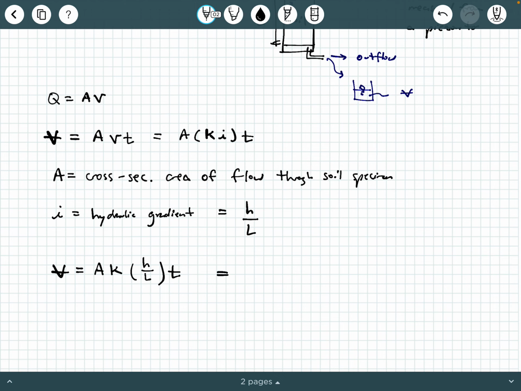Typically, you rearrange this and you solve for hydraulic conductivity K, or coefficient of permeability, whichever vocabulary you want to call it. And so you can rearrange this as volume times length divided by the cross-section area of flow times that constant head times time. And so this little relationship is what we use to calculate the hydraulic conductivity or coefficient of permeability, if you prefer to call it that, for a specimen during the constant head test.